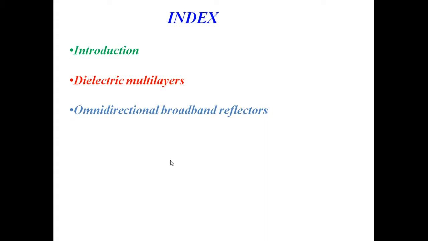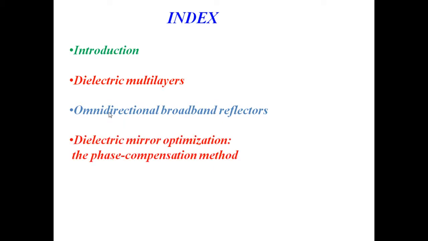Then we will concentrate on the so-called unidirectional broadband reflectors. As the name says, we want a very broad band, a very wide reflection band, so this mirror can operate at a wide range of angles of incidence. To do this, we also want to optimize such mirrors, and we'll talk about the so-called phase compensation method, with which we can optimize reflectance bandwidth and so on of such dielectric mirrors.